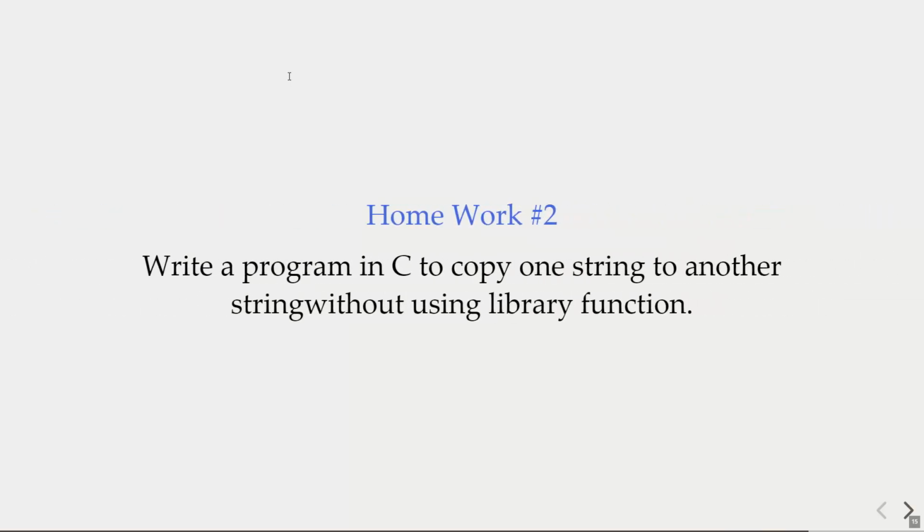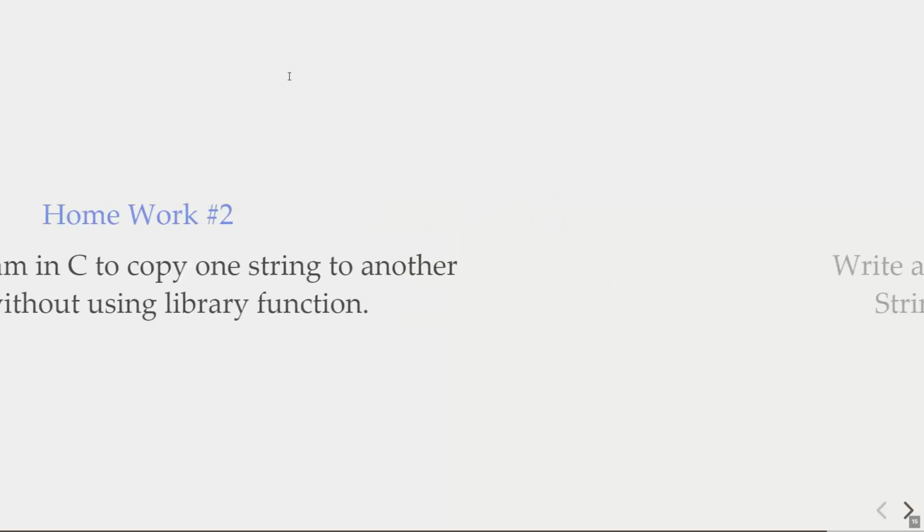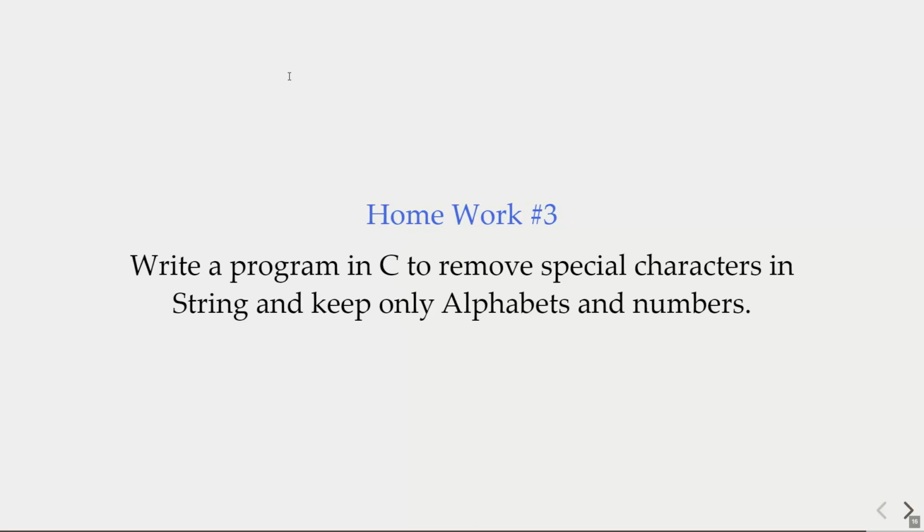Let's go on to the next one. This is a very simple program where you want to copy one string to another string. Okay, so it is very easy. Just use a while loop, check for the null, and copy each index of the first array to the second array. Okay, so for the third one, you have to remove special characters in the string and keep only alphabets and numbers.